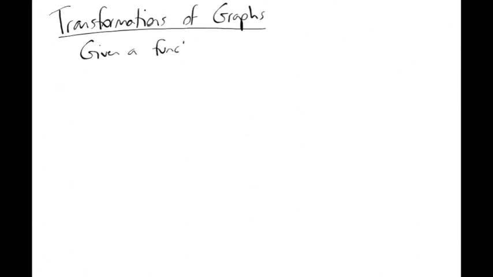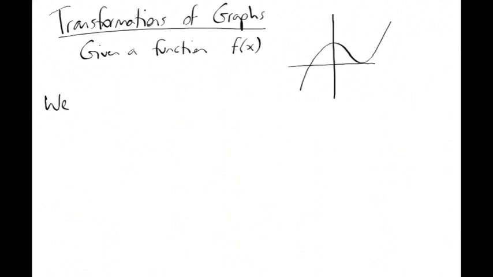Transformations of graphs. Given a function f of x, I'm going to use what looks like a cubic here. There are 6 main transformations we can use. We can transform it in 6 different ways.